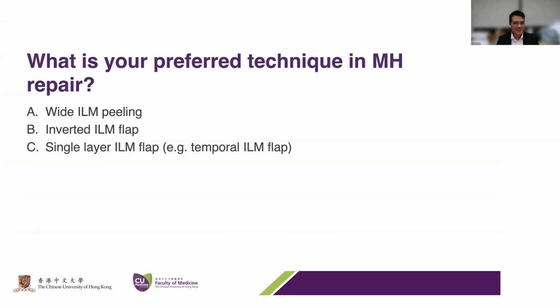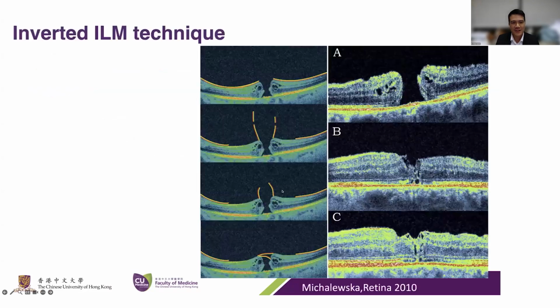So another question for the audience. What is your preferred technique in macular hole repair? Would you like to perform wide ILM peeling, inverted ILM flap, or single layer ILM flap, such as temporal ILM flap? Right, I can see that almost half of the audience voted for wide ILM peeling, and in the remaining half, almost a quarter of them voted for inverted ILM flap, and a quarter of them voted for single layer ILM flap. Right, so great, thank you.